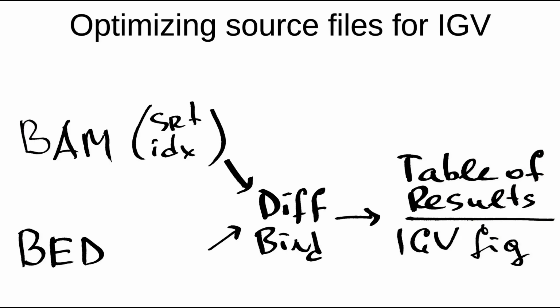Hi, let's assume you have BAM files and bed files. BAMs are sorted and indexed, and bed files are of proper size. You did a diff-bind analysis and found differential peaks, which are summarized in a table of results. And then you want to make your final illustration in IGV.